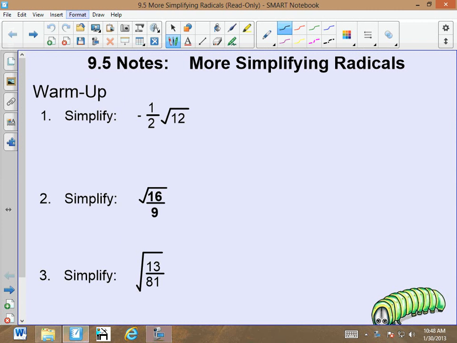Okay, today we're going to talk about cube roots. Before we do, let's go over the warm-ups. Now, there's one thing that you need to understand.